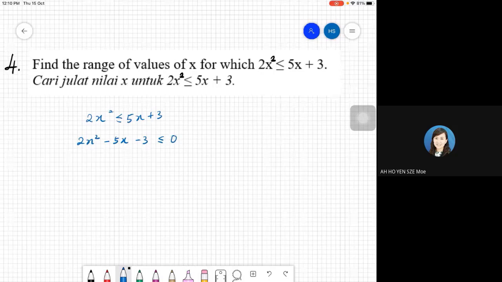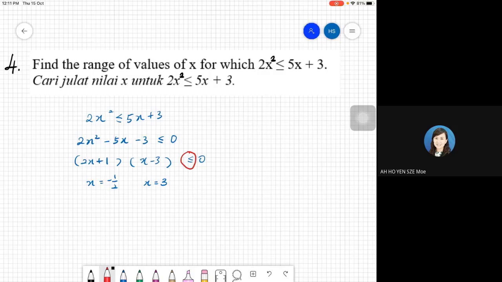Okay, it's very simple. So same thing, factorization. Use your calculator. Okay, you shall get this one. No problem, every one of you can use the calculator to get the answer. Okay, so the x is negative 1 over 2, x is equal to 3. Okay, so after you get this one, next step, this is not the last answer. As I mentioned earlier, check with the inequality sign. Okay, this is less than or equal to 0.